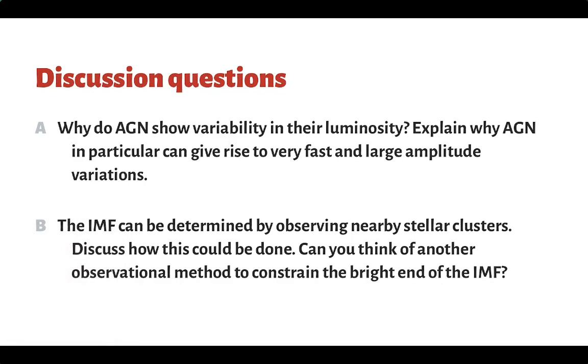All we have left now is the discussion questions that I want you to mull over until we meet on Wednesday. The discussion questions are question A. Why do AGN show variability in their luminosity? I actually kind of already answered that in the lecture, but you should think about whether you can think of more or more detailed explanations for this. Explain why AGN in particular can give rise to very fast and very large amplitude variations.